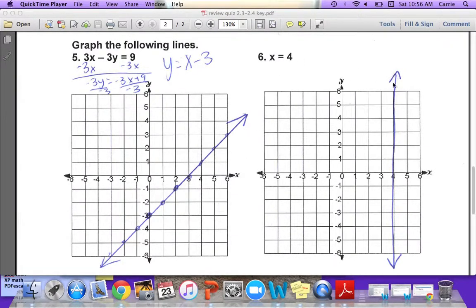You're going to have a straight vertical line going through the x-axis at that value of 4. If we had y equals a number, we would have a horizontal line going through the y-axis only at that point.